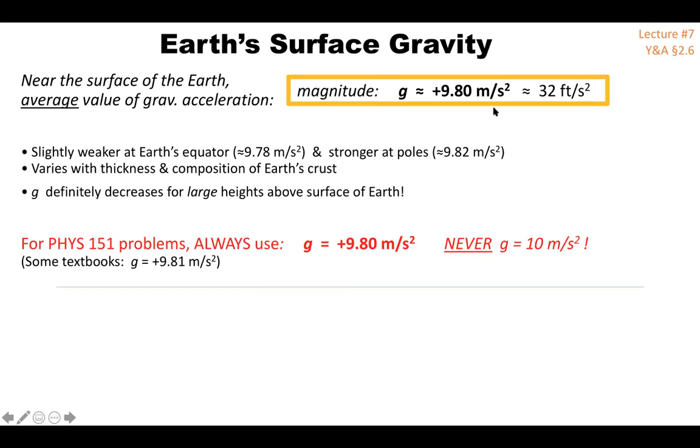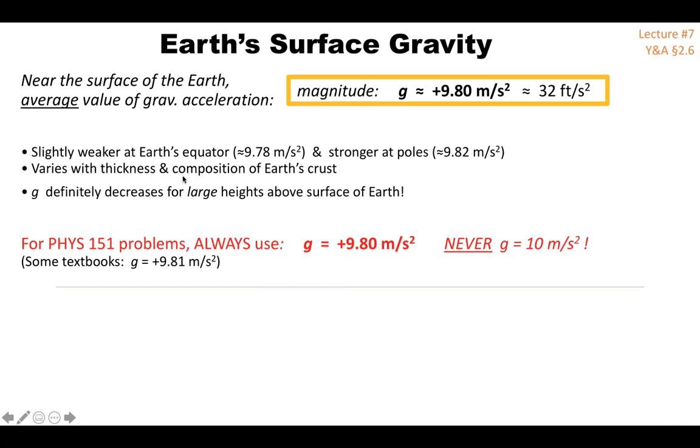Now, a couple of details about this. It turns out the actual value is different; this is a mean value, 9.80. The true local value of little g, the local Earth's surface gravity strength, varies as you go around the Earth. It's weakest at the equator and it's strongest at the poles. I'll leave it as an open question to you if you could think of why that might be the case. There are actually two factors that cause that to be true.